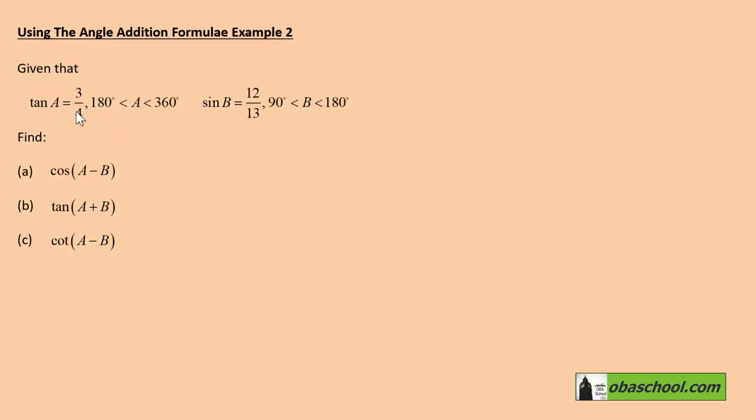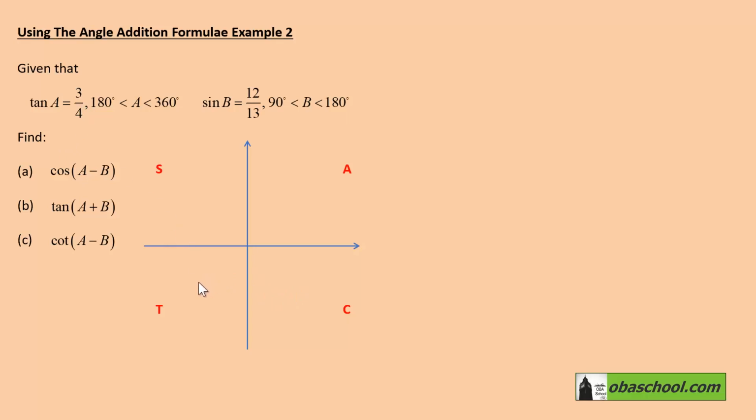Given that tan A is 3/4, where A is between 180 and 360, so A is a reflex angle, and sine B is 12/13, where B is between 90 and 180, and so B is an obtuse angle, we want to find the following. Well, first of all, let's work with these and see what we can get. So if we have our CAST diagram, we know the tangent is 3/4 and it's in this region down here.